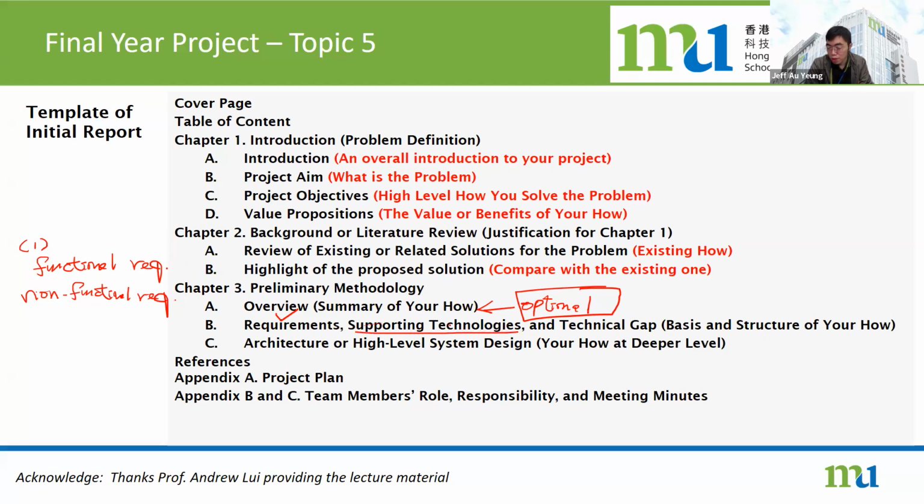Okay, and then you have supporting technology. It means, if you want to build the project, what kind of supporting technology do you need? For example, you need some hardware, or you need to use a particular language, or you need to use particular tools, such as, say, I need to use PyTorch for AI. So this is supporting technology.